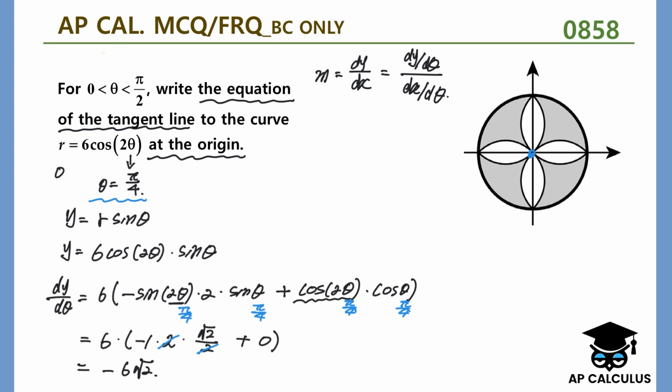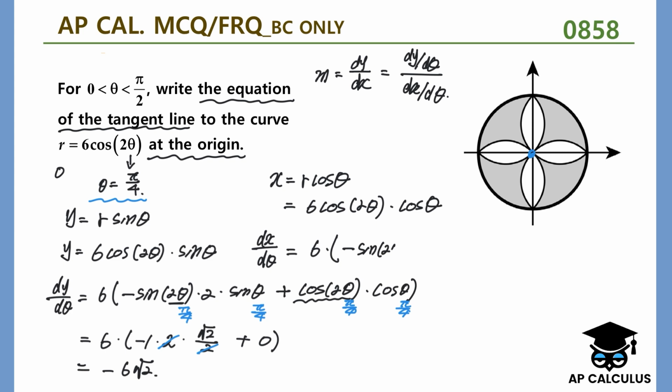Okay, now let's write the x. X is r cosine, right? So that is equal to, r is 6 cosine 2 theta times cosine theta, right? So dx over d theta is equal to 6 times derivative of cosine 2 theta, that's again negative sine 2 theta times 2, and we have cosine plus cosine 2 theta times the derivative of cosine, that's negative sine, right?